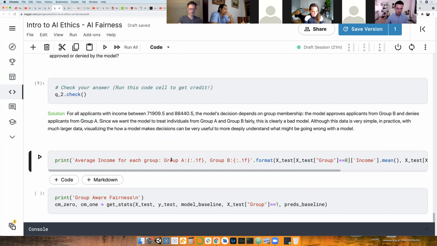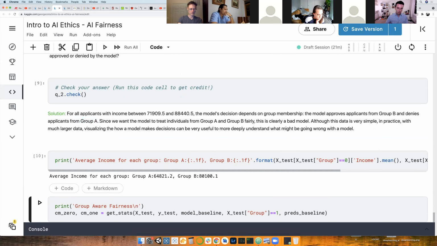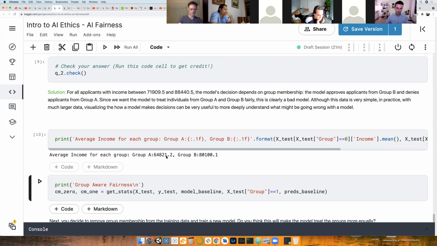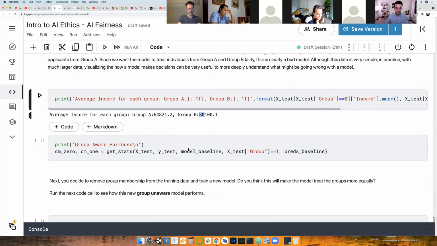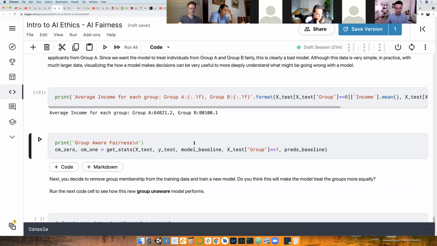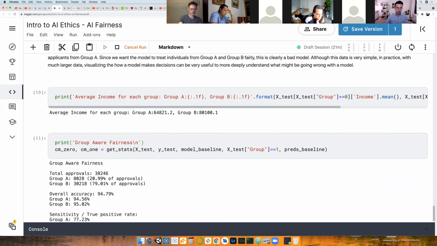Something that I wanted to look at was maybe average income for each group, and I saw that for group A, the average income is 64,000 versus group B is 80,000. So there's a little bit of implicit unequal distribution of income, or average income across groups. This is just a reminder.